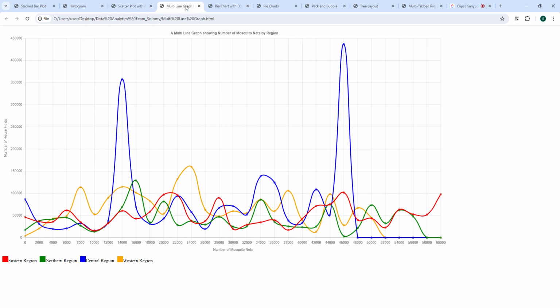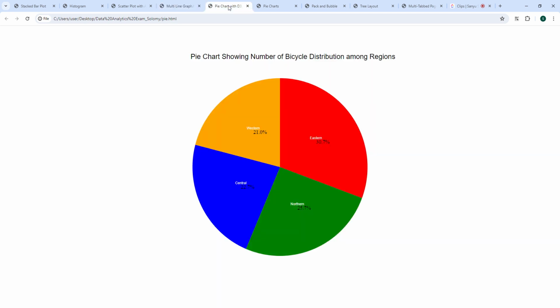Then I also came up with a line graph, but this was showing different regions, the number of assets that are there, and these assets were referring to the radios, mosquito nets, motorcycles, and bicycles in these households as of 2014. Then I also created a pie chart. The pie chart is showing us different slices and how they are represented.